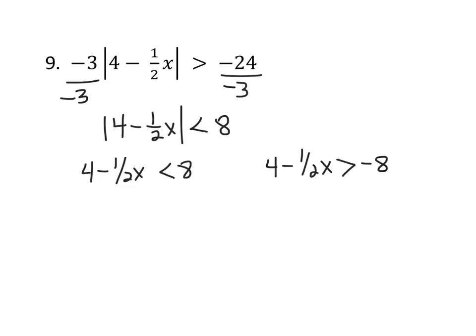All right, so you'll notice that I have written 4 minus 1/2 x, that's what's inside the absolute value symbols, is less than 8, which is what I have right here. Then the other expression is going to be 4 minus 1/2 x is greater than, we have to flip the sign, and we have to change the sign of the number to the opposite sign, which here would be -8. So we've flipped the inequality over, and we've changed the sign of the number. Now we're ready to simplify both of these.